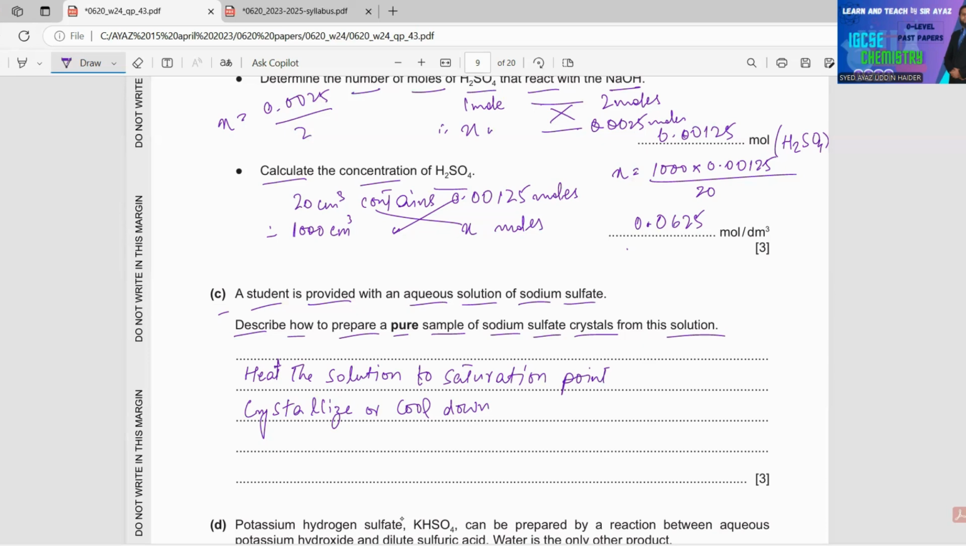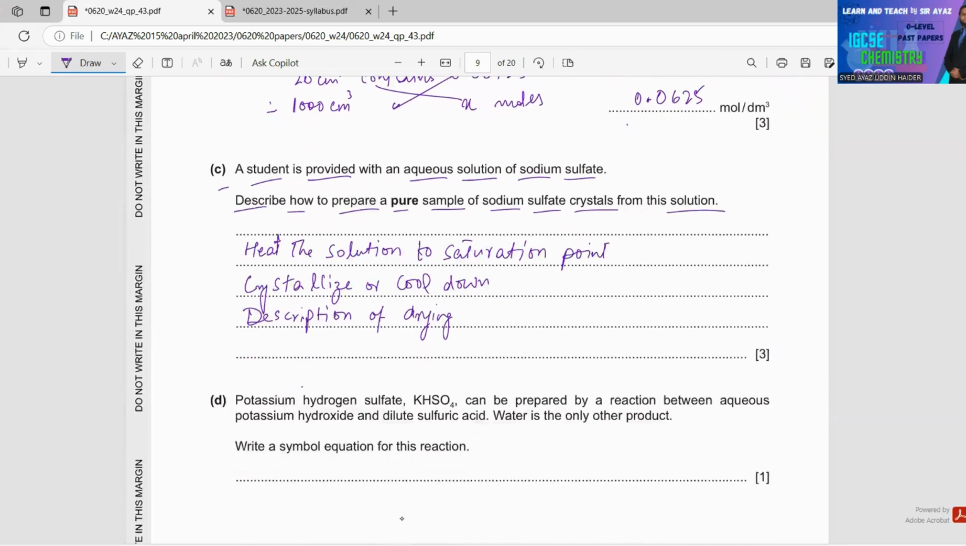Last but not least, description of drying. That is, you can dry in air, oven, or you can even use tissue paper.